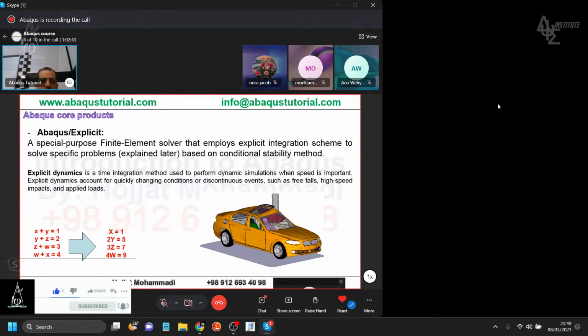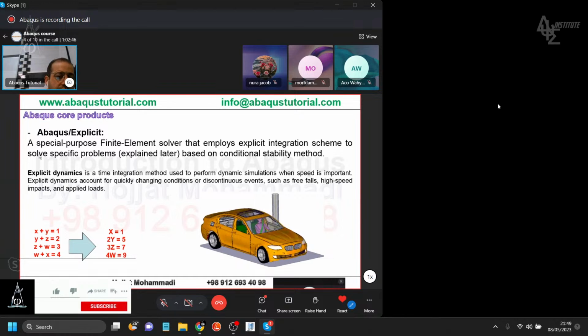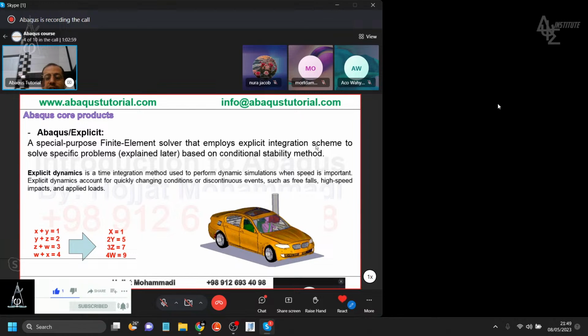As you can see, ABAQUS explicit is a special purpose finite element solver, not a general purpose. Okay, a special purpose finite element solver that employs explicit integration scheme to solve specific problems. Okay, based on conditional stability method, not unconditional stability method. Explicit dynamics is a time integration method used to perform dynamic simulations when speed is important.